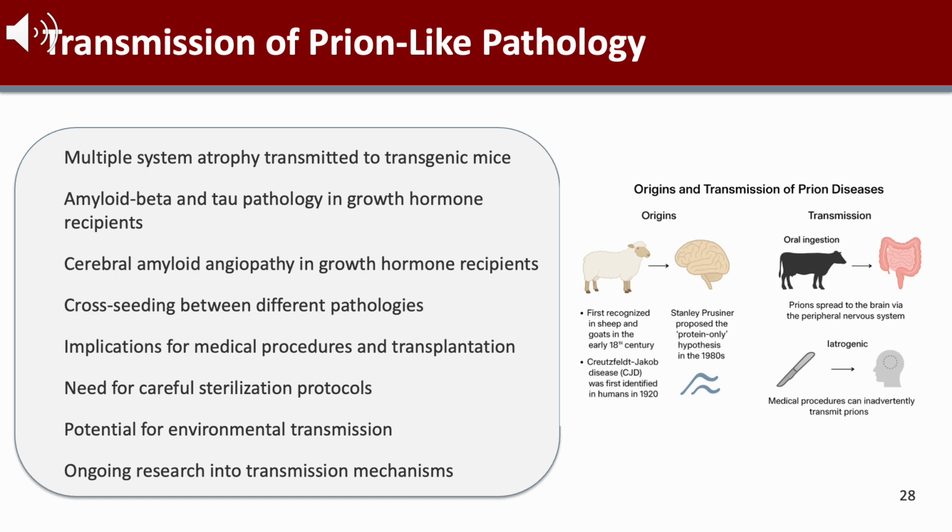Multiple system atrophy has been transmitted to transgenic mice expressing mutant alpha-synuclein. Amyloid beta and tau pathology, as well as cerebral amyloid angiopathy, have been found in recipients of cadaver-derived growth hormone who subsequently developed Creutzfeldt-Jakob disease. This suggests that misfolded proteins associated with Alzheimer's disease may have been transmitted through the contaminated growth hormone preparation.